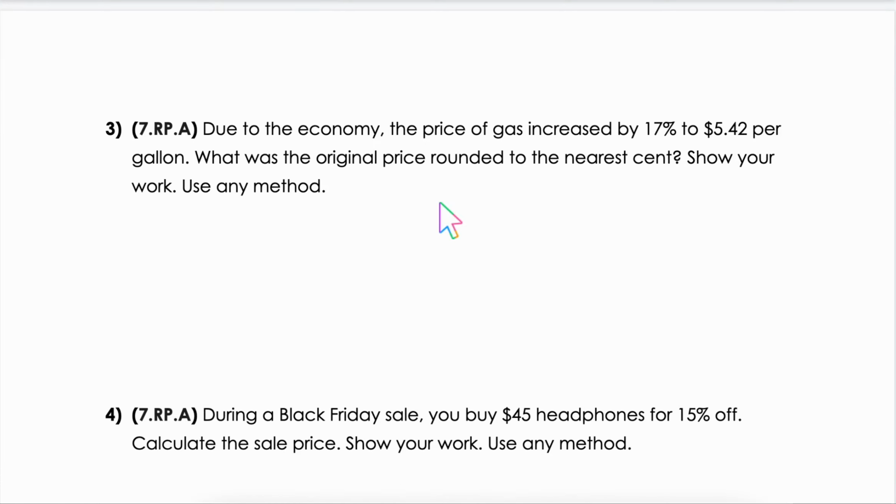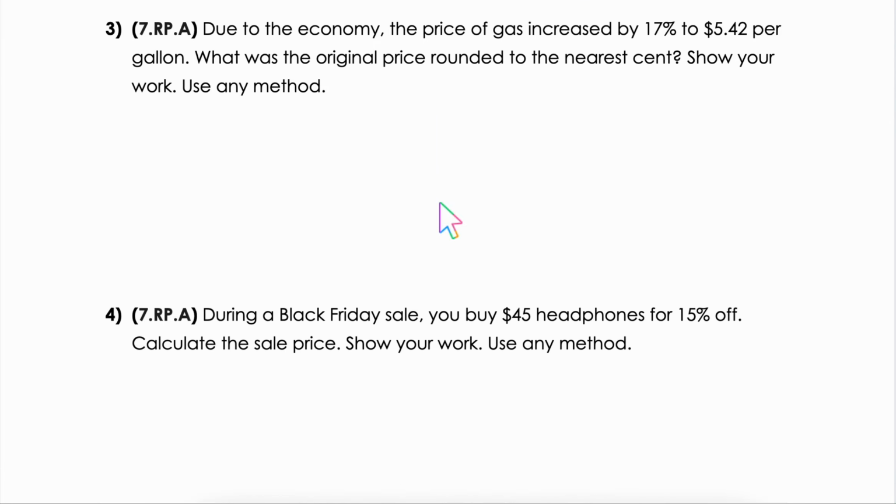All right, let's take a look at number 3. Due to the economy, the price of gas increased by 17% to now $5.42 per gallon. What was the original price rounded to the nearest cent? So that means you're going to get an ugly answer at the end with tons of decimals, but you just need to round to the nearest cent because you're talking about money. Show your work, use any method.